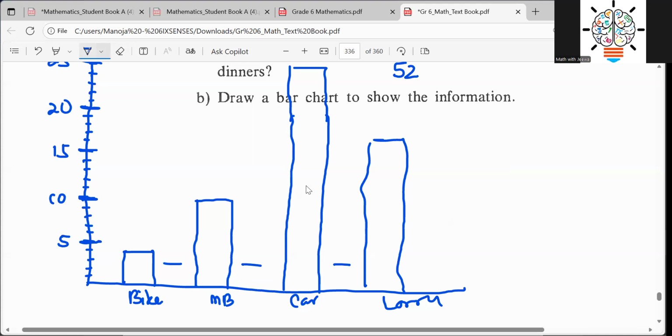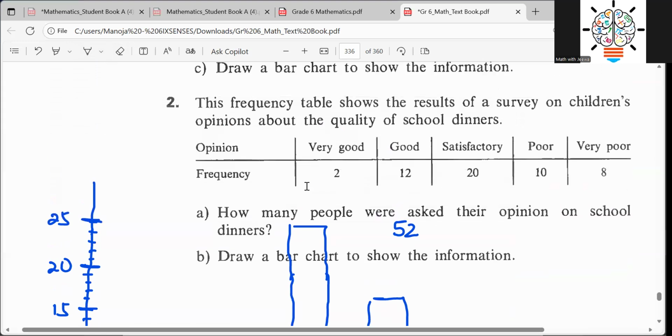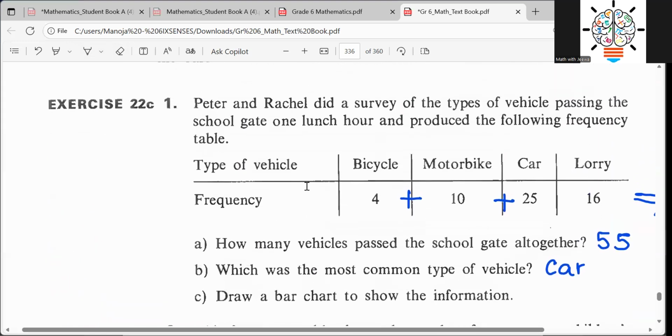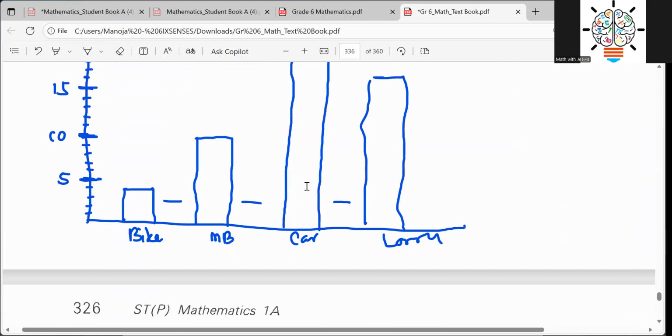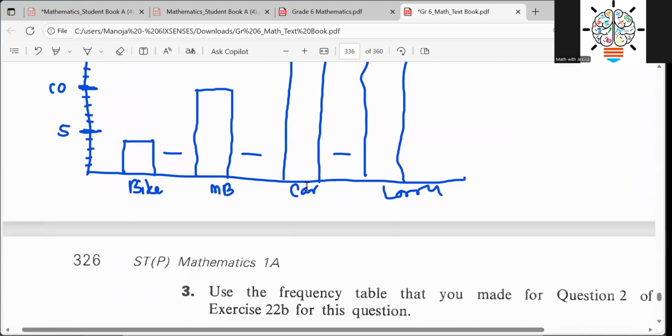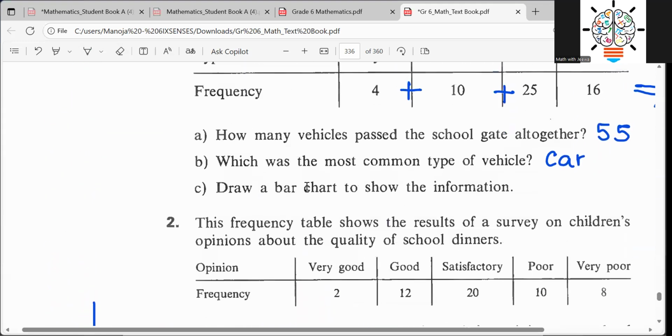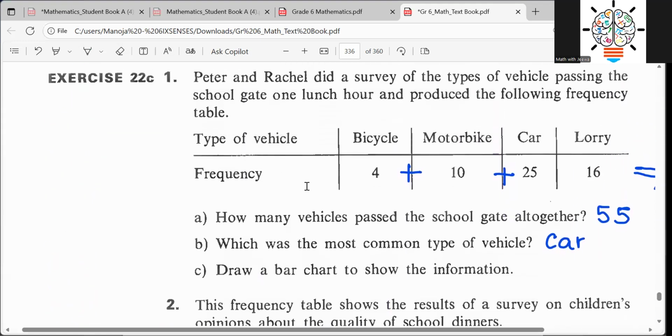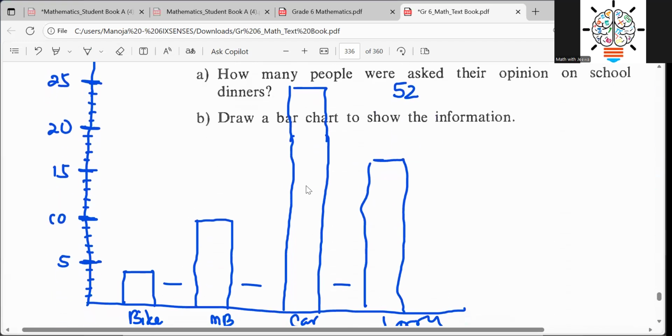And here you have 5, 10, 15, 20. The scale you can decide based on the information we have, right? Why I have marked the subunits and the 5 is because I have something at 4, so I want to mark 4 too. There were 4 bikes, 10 motorbikes, 25 cars, and 16 lorries, right? This is how we want to draw it. You want to write the frequency on this side. This is the frequency.